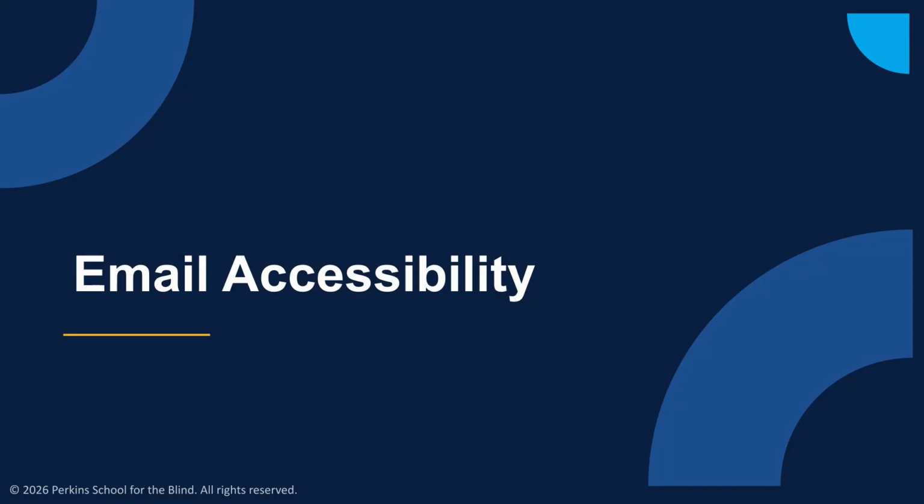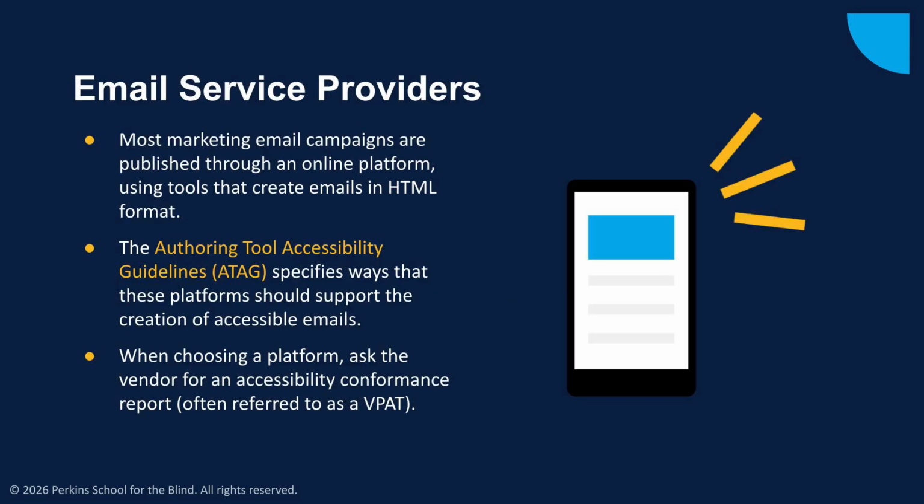Let's turn our attention to email accessibility. Most marketing email campaigns today are created through online platforms that generate HTML emails. Understanding how to make these emails accessible is crucial for reaching your entire audience. There's a set of standards called the Authoring Tool Accessibility Guidelines, or ATAG, that specify how platforms like MailChimp, Constant Contact, HubSpot, and Campaign Monitor should support the creation of accessible content.